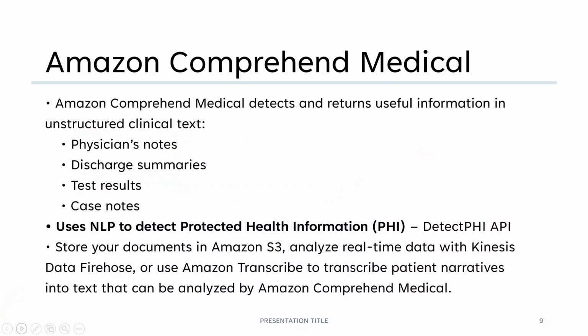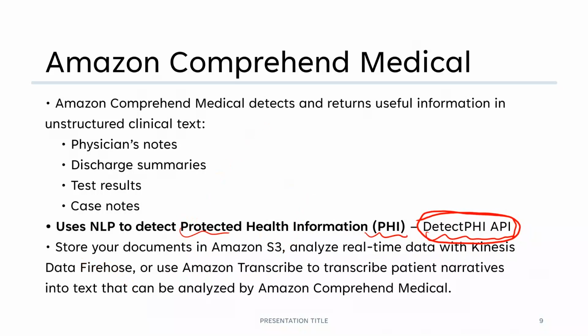Now, talking about Amazon Comprehend Medical, it does the same thing as Comprehend, but it is in the medical field. So Amazon Comprehend Medical detects and returns useful information in unstructured clinical text, for example, physician notes, discharge summaries, test results, case notes. It uses NLP to detect protected health information, which is PHI, right? It uses one API, known as the DetectPHI API, to detect all health information.